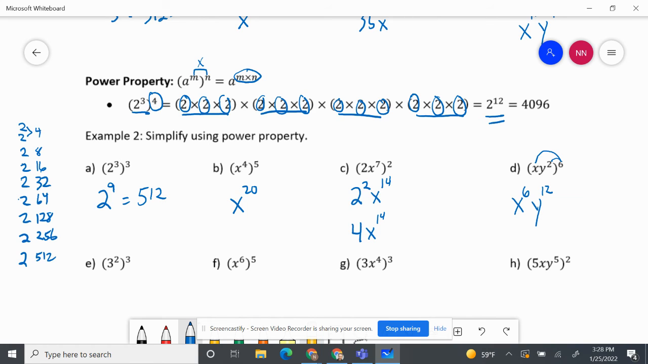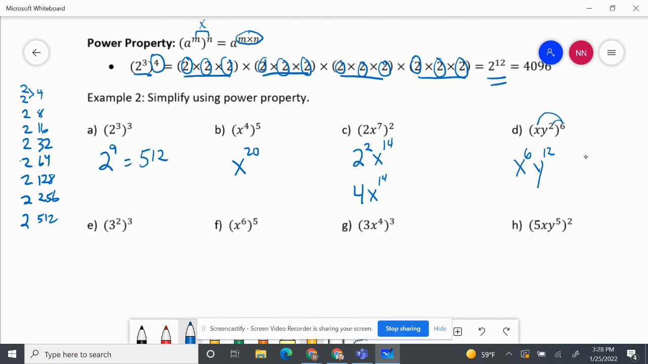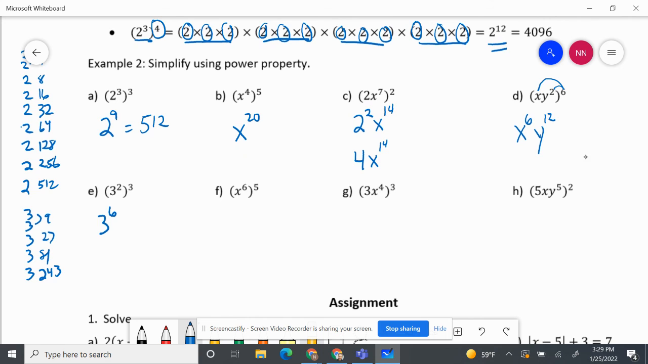And for our last row, this would be 3. 2 times 3 gives us a 6. That would be 3 times 3 is 9, times 3 is 27, times 3 is 81, times 3 gives us 243. And if we multiply it by 3 again, that gives us 729.